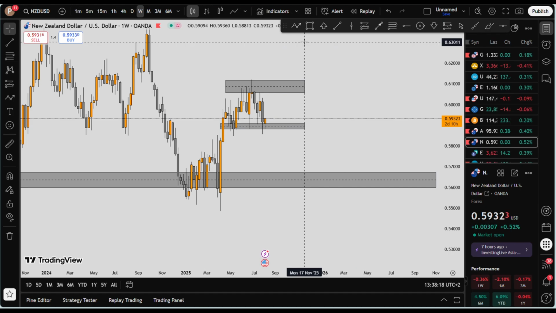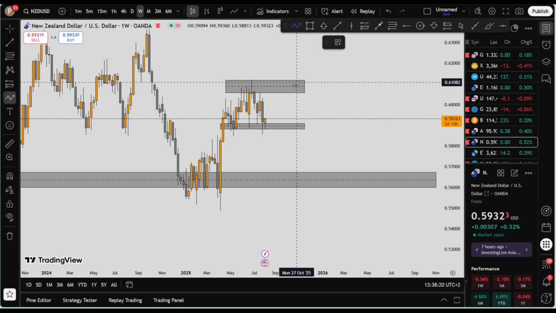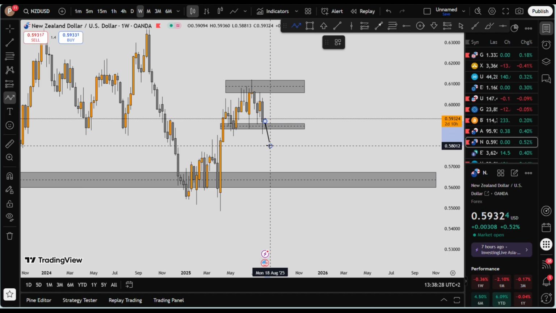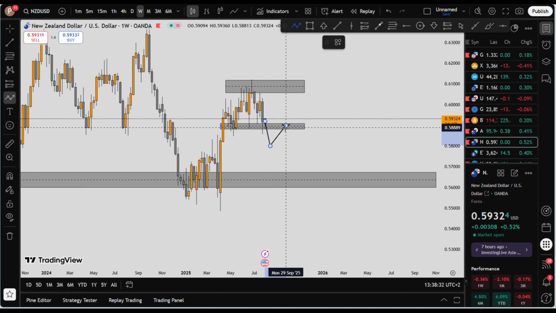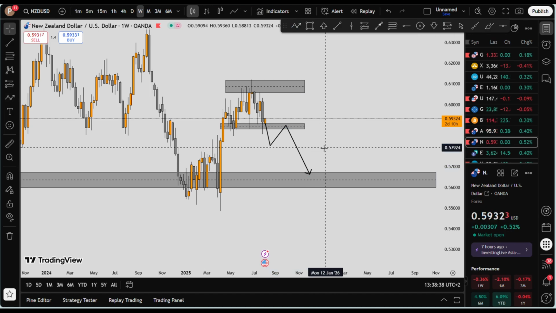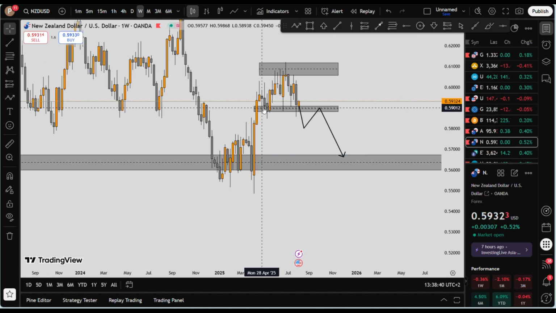But the market can choose to either break this high or this low. It's currently here testing this low, but if somehow it manages to break below and close below, this retest is what I will see and enter, because it closed below this support.